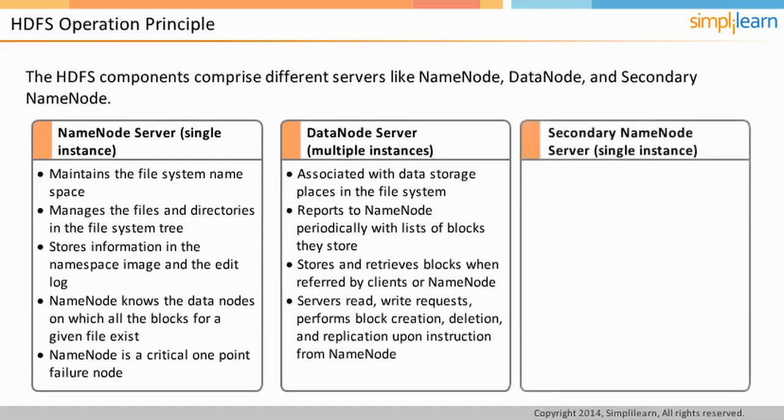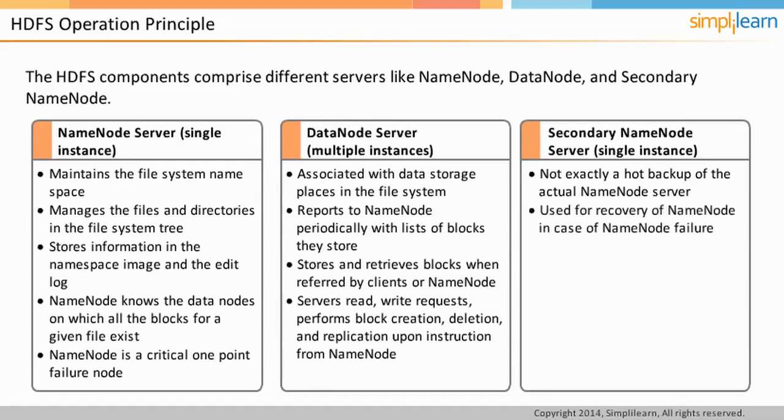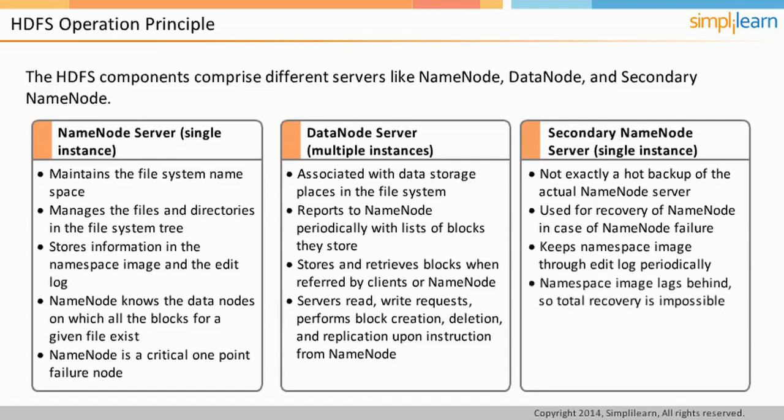There can be only one secondary name node server in a cluster. It is responsible for maintaining a backup of the name node server. But you cannot treat the secondary name node server as a disaster recovery server. It will only partially restore the name node server in case of failure. The secondary name node server maintains the edit log and namespace image information which is synced with the name node server. Sometimes the namespace images from the name node server lag behind, due to which we cannot totally rely on the secondary name node server for the recovery process.